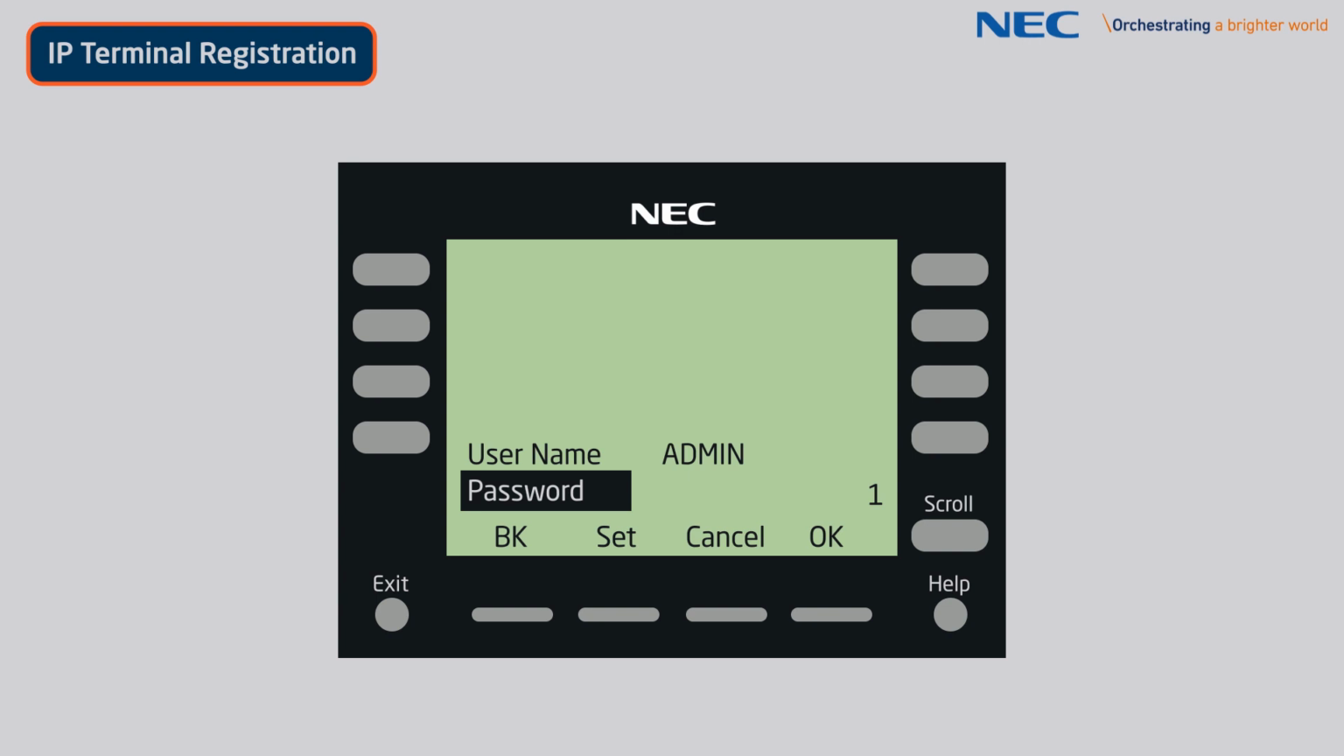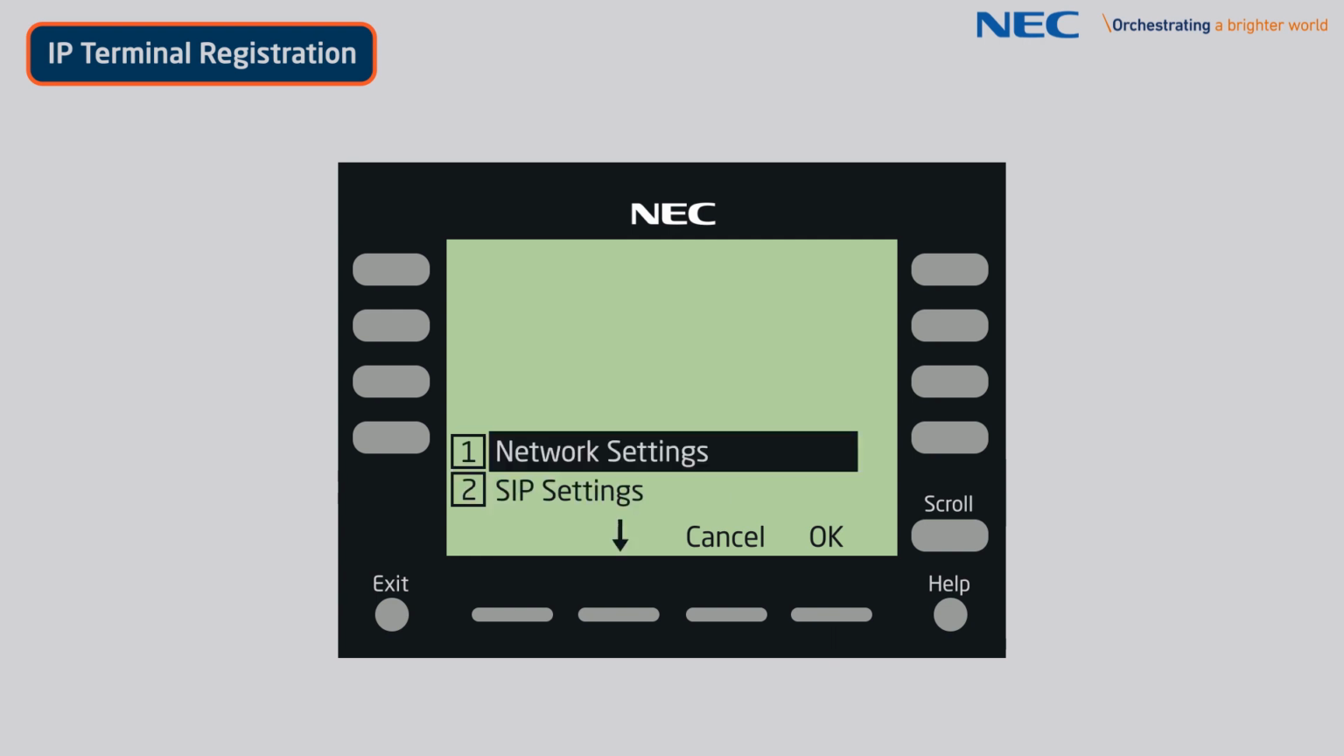server port. At the IP terminal, press Hold, Transfer, Star and Hash. The admin menu login screen will be displayed. Enter the password 6633222 and press the OK soft key. Press 2 to select SIP settings.